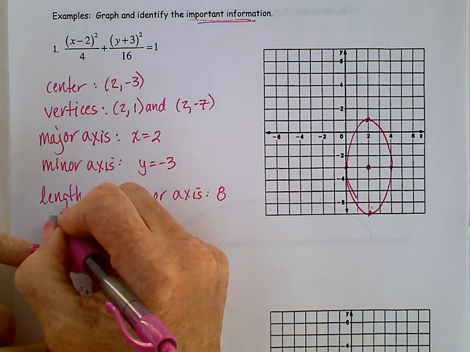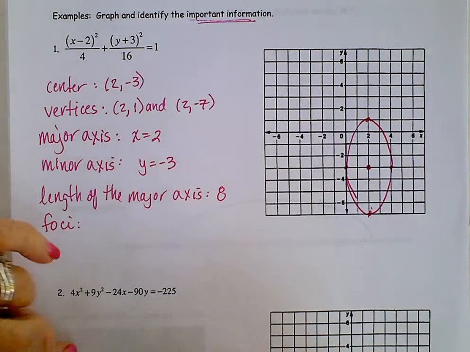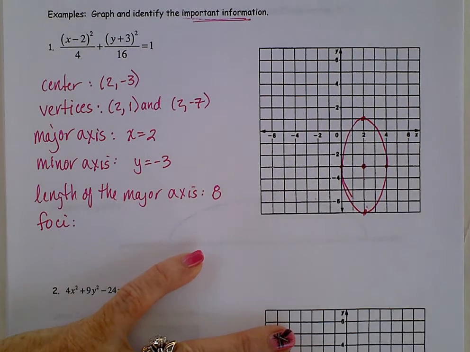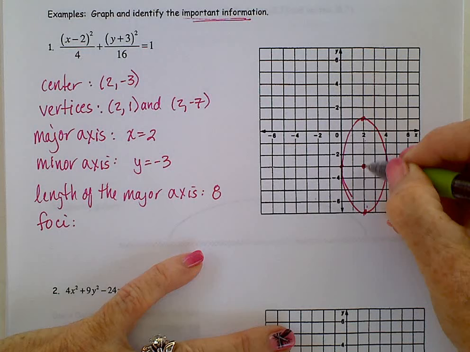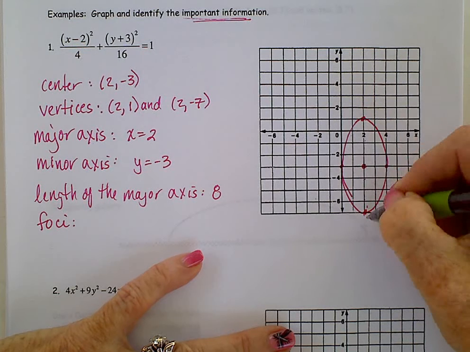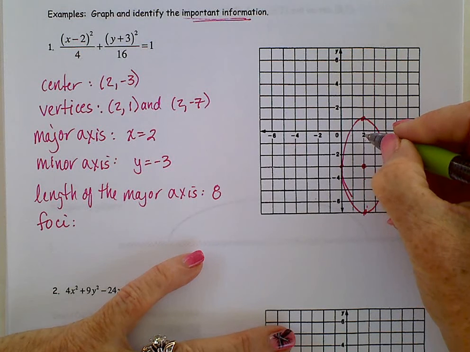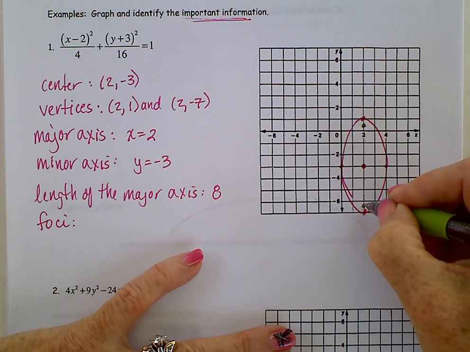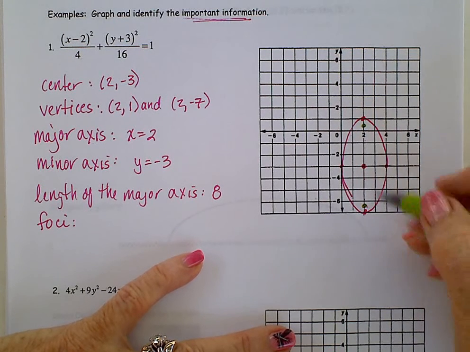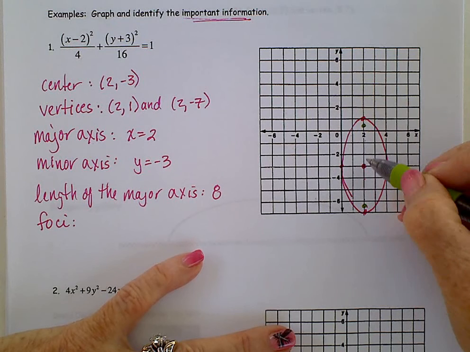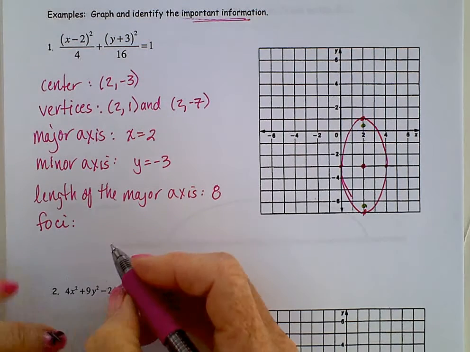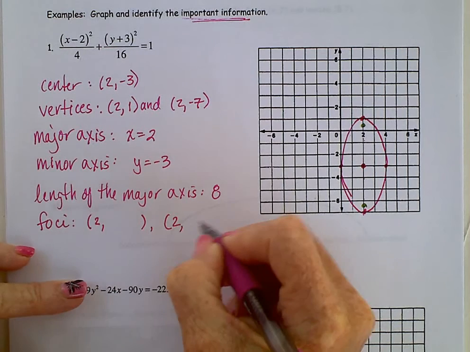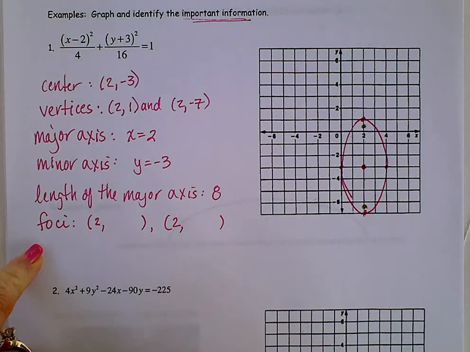And the foci. Now we know the foci are always along the major axis. So the foci have to be along here somewhere. We're just not really sure where they are. Let's arbitrarily put a point up here for a focus and another one down here. Clearly we can see that the x-coordinate for both of those is 2. So one of them is going to be at 2 comma something, and the other one is going to be 2 comma something else. We just need to figure out what that is.